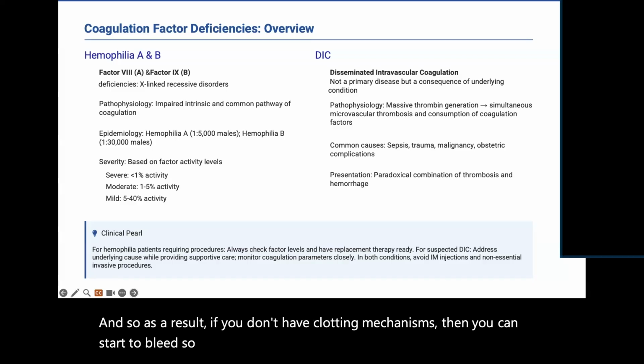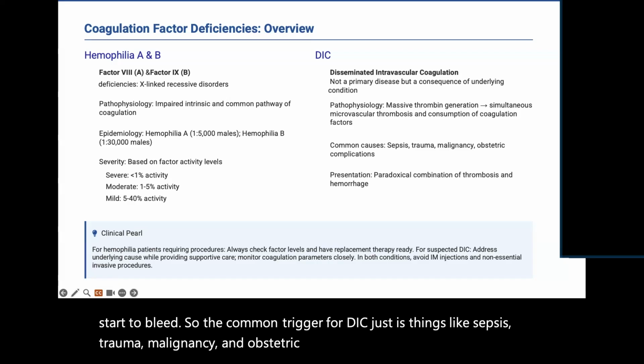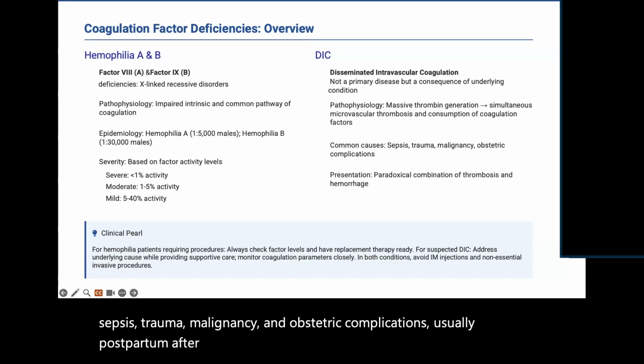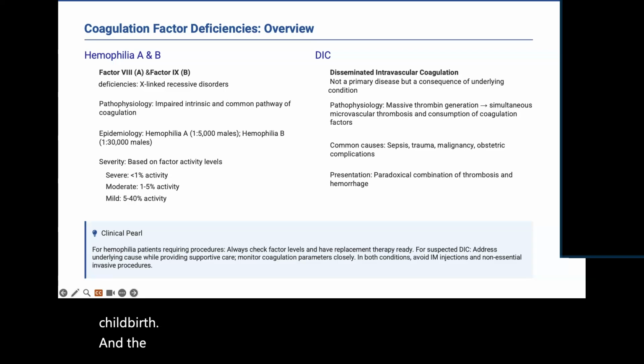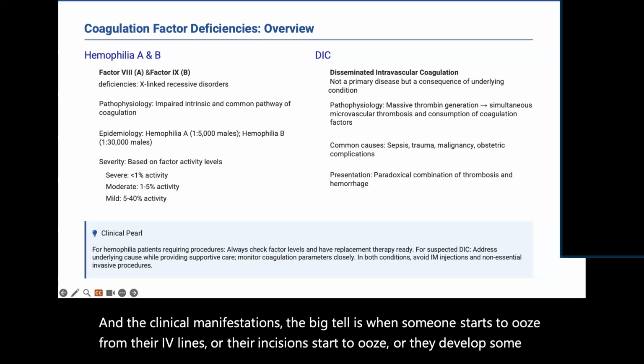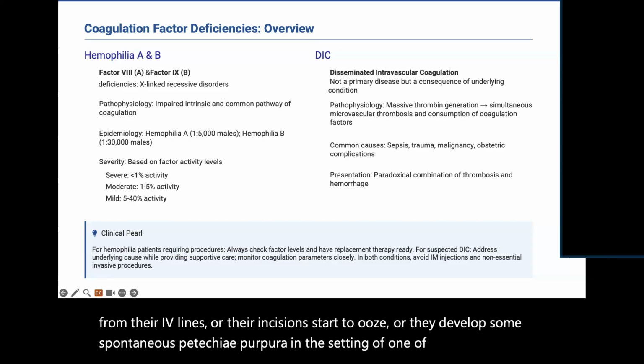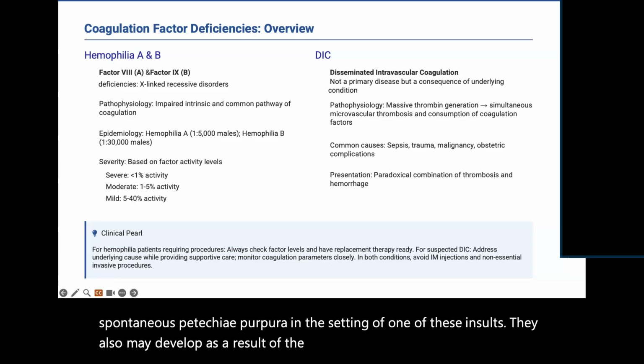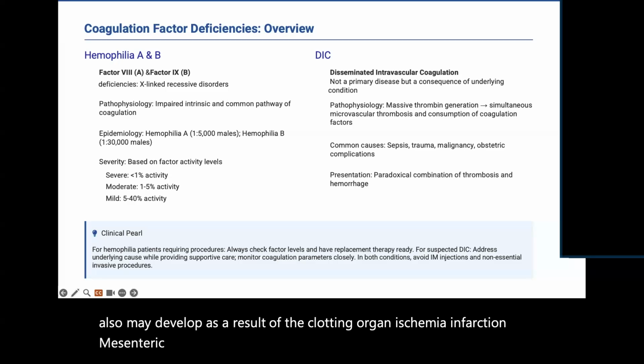So the common triggers for DIC, just so you know, are things like sepsis, trauma, malignancy, and obstetric complications, usually postpartum after childbirth. And the clinical manifestations, the big tell is when someone starts to ooze from their IV lines, or their incisions start to ooze, or they develop some spontaneous petechiae or purpura in the setting of one of these insults. They also may develop, as a result of the clotting, organ ischemia, infarction, mesenteric infarction, as microvascular thrombi are forming.